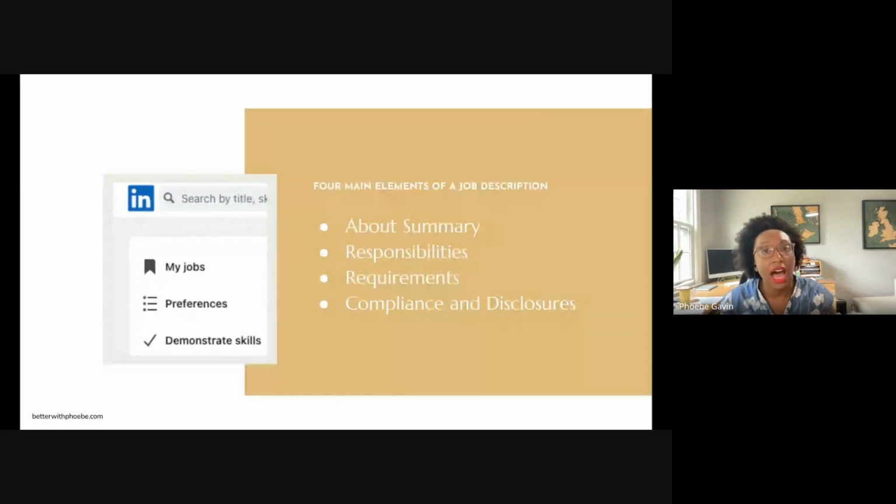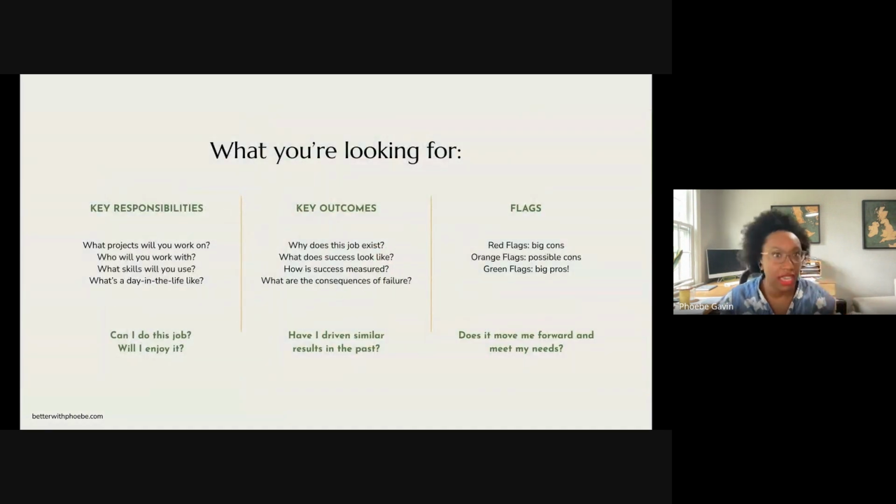In today's conversation, we are going to talk about how to look at these four elements to identify the things that you need in order to put together really great materials and prep for your interviews. Basically, here's what you are looking out for. You want to really identify the key responsibilities. What are you going to be working on? What kinds of skills and tasks are you going to be leveraging on a day-to-day basis? Or can you get a picture of what a day in the life is going to be like? That's going to help you figure out whether the job is in line with what you would like to be doing.